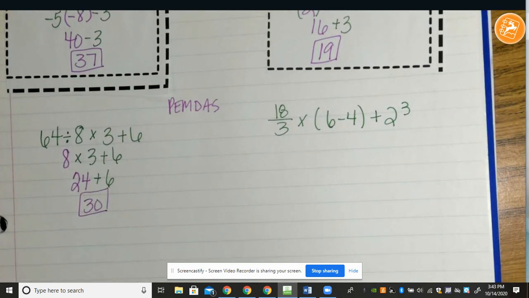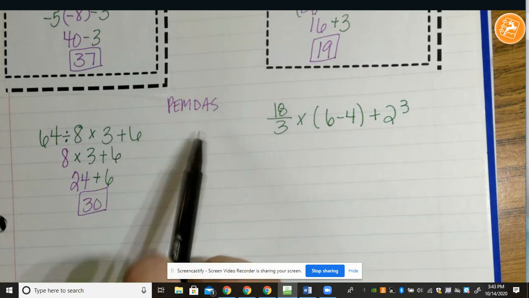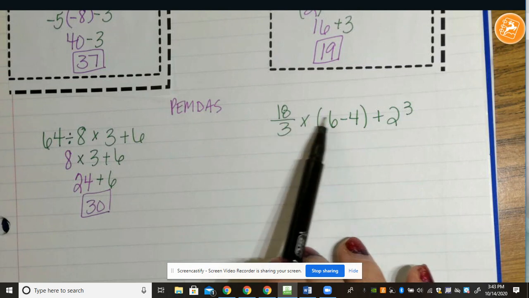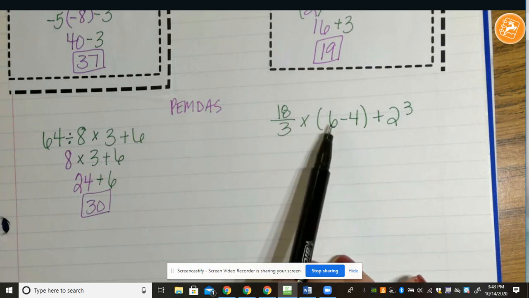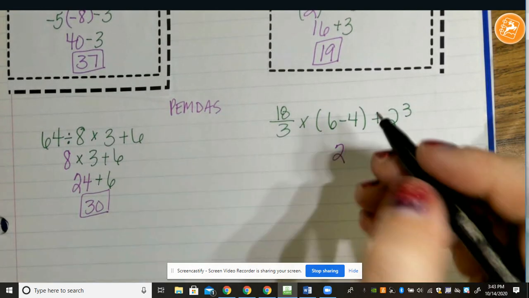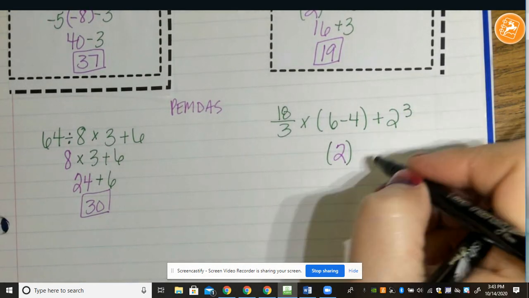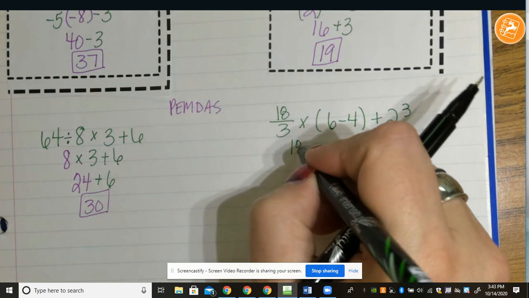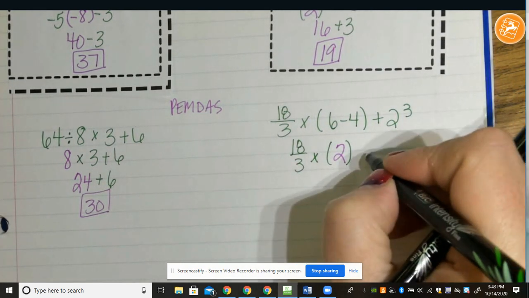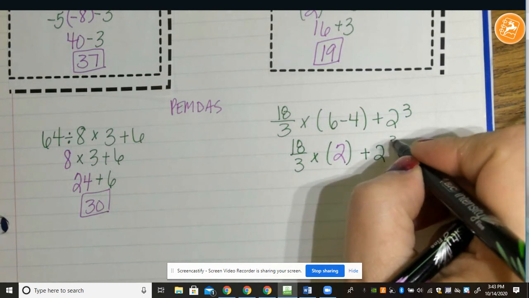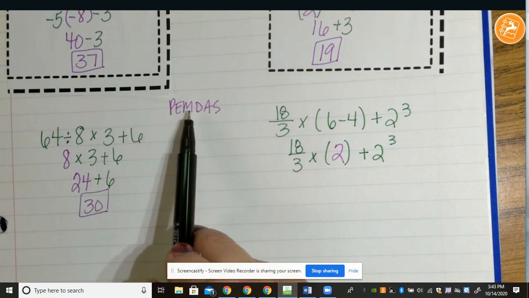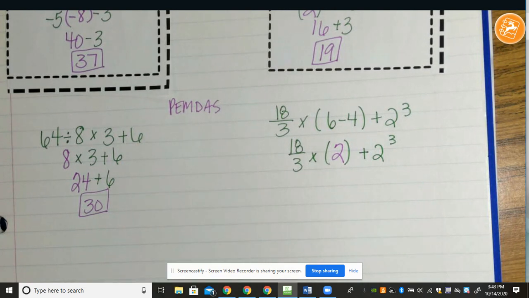Looking at my next question over here, still following the PEMDAS rules. I have parentheses. Yep, right there. 6 minus 4. Well, 6 minus 4 gives me 2. So I'm going to put that 2 there. I'm going to put it in parentheses. I'm going to bring everything else down. So 18 over 3 times, open parentheses, 2, close parentheses, plus 2 to the third power. Okay, so I did parentheses. Okay, do I have any exponents?